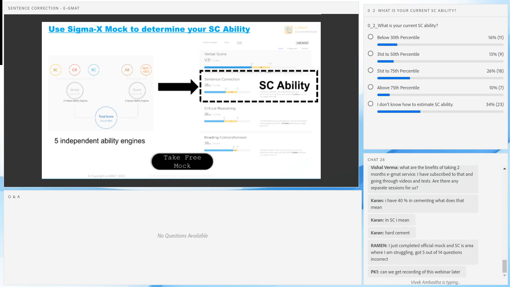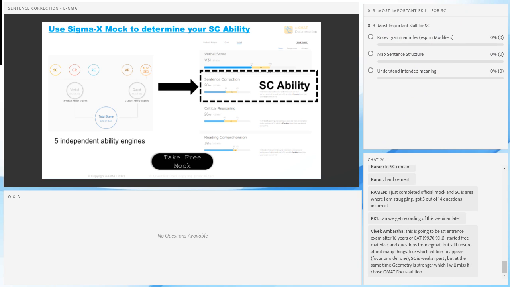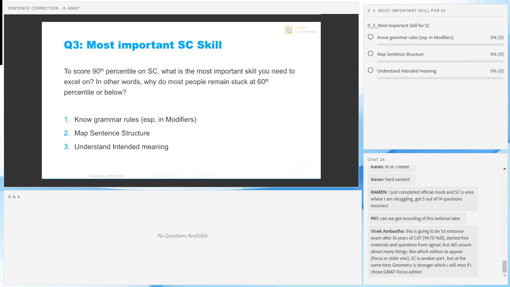And this brings me to my next question, which is: according to you, what is the most important skill to master in order to get to your target ability in sentence correction?